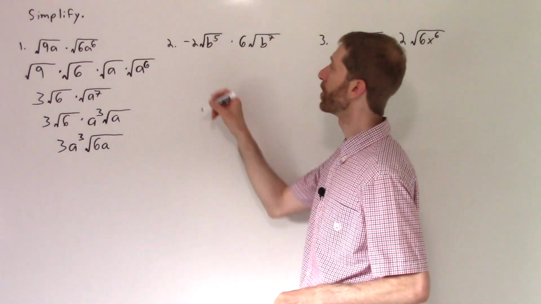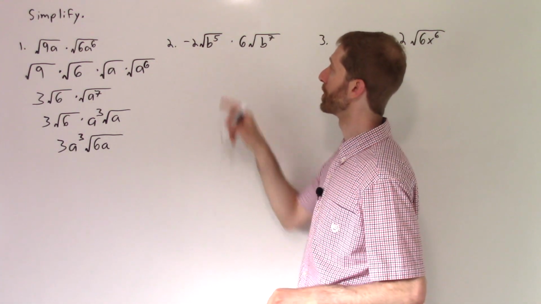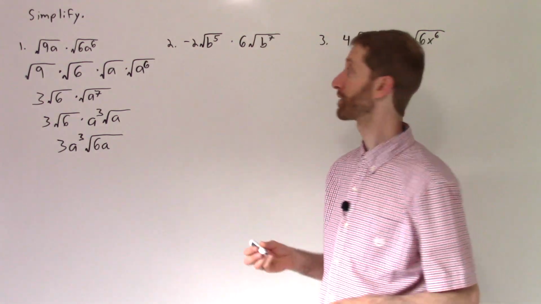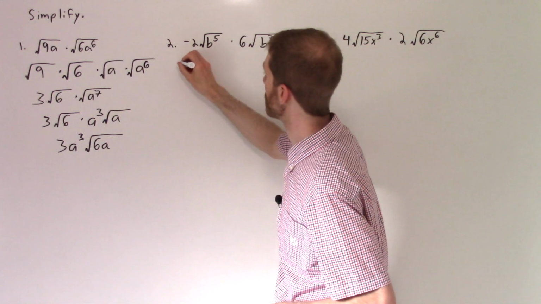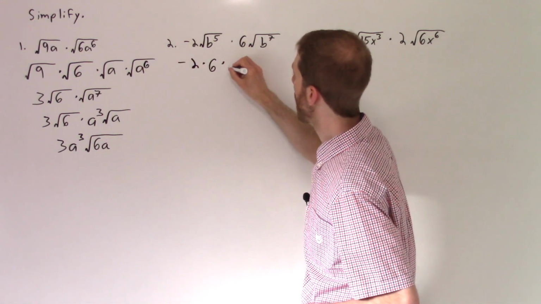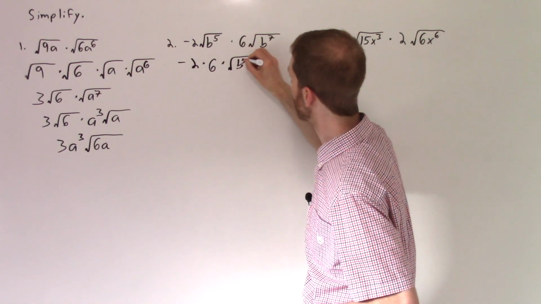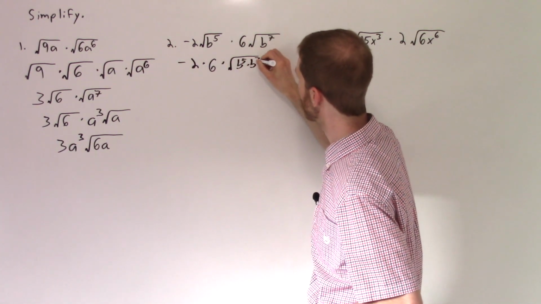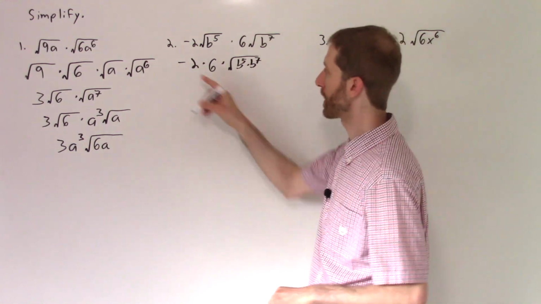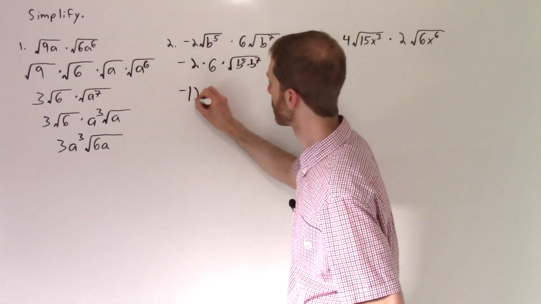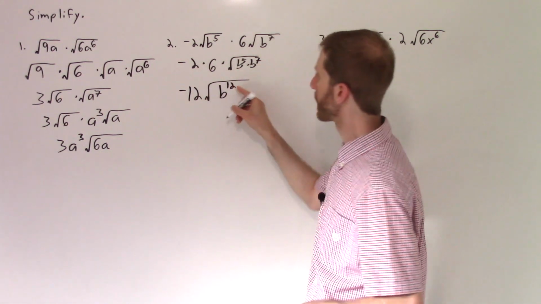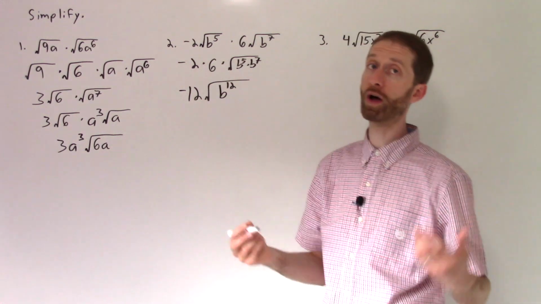Okay, so now here we have negative 2 root b to the 5th times 6 root b to the 7th. Here the numbers are all on the outside. So mentally what I'm doing is negative 2 times 6 times the square root of b to the 5th times b to the 7th. So I'm multiplying all the variable pieces together there. Negative 2 times 6 is negative 12 times the square root of b to the 12th. I get to the 12th because 5 plus 7 is 12. We have the same base, so we add the exponents.